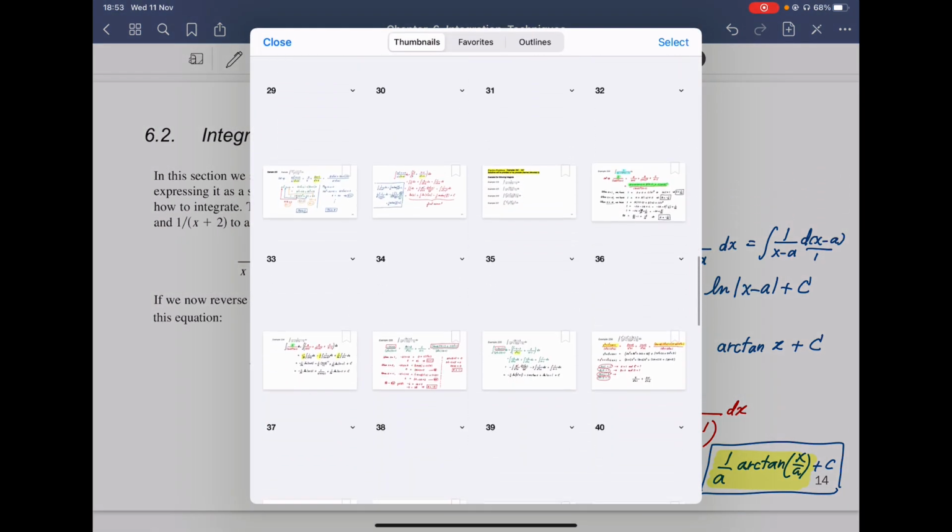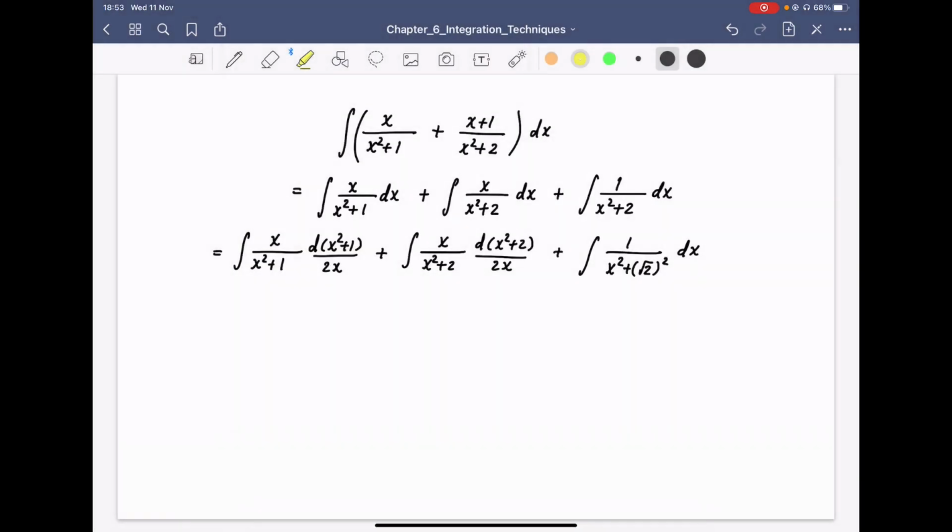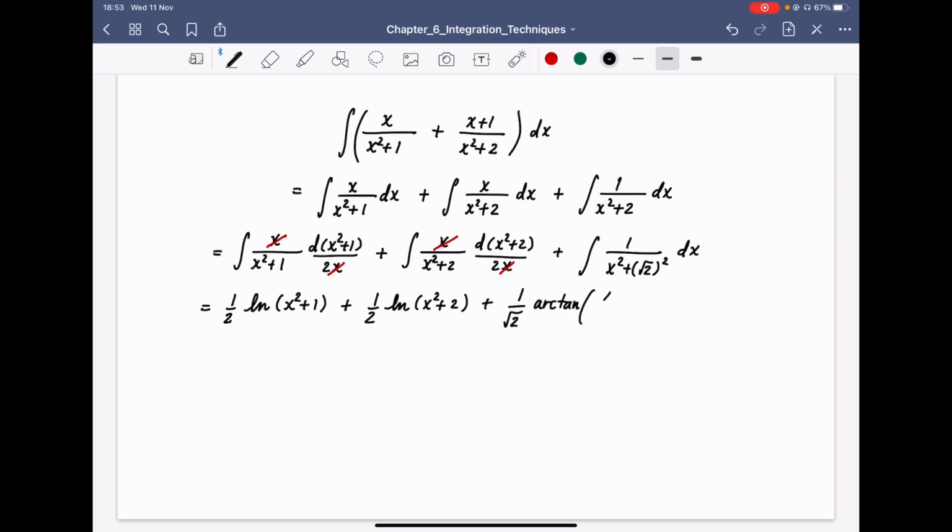So come back to our question now. We are going to cancel out x and x here. So you have 1/2 times log absolute value of x squared plus 1, but because this is positive, I can just use the parentheses. Here we are going to cancel out x, so you have 1/2 times log of x squared plus 2, and then the last one you're going to have 1 over square root 2, and then arctan x over square root 2 plus c.